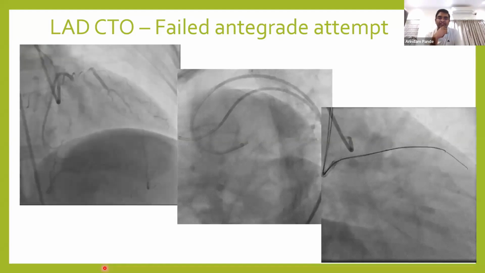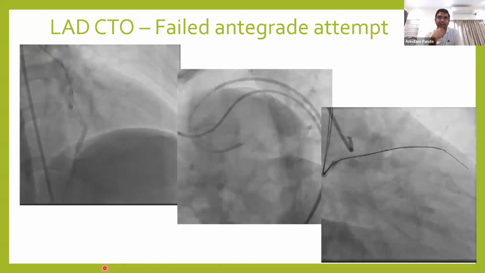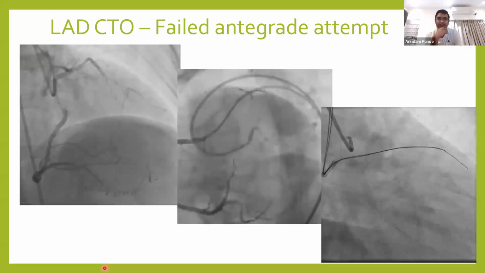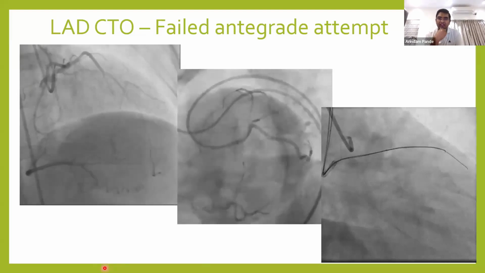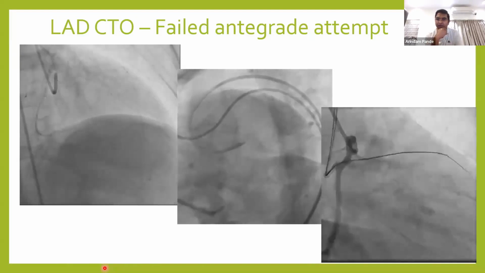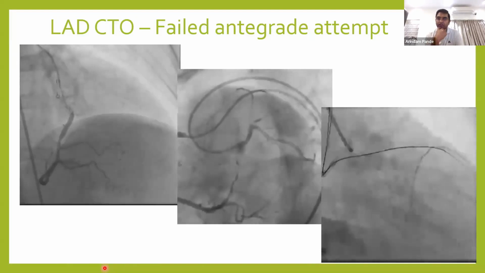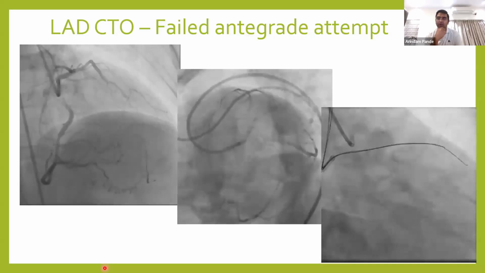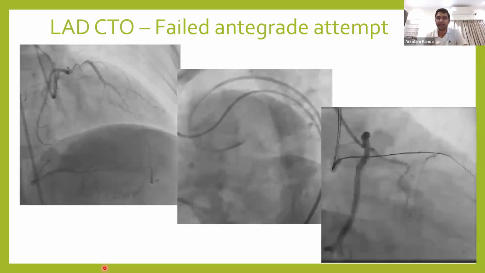This is the CD. You can see a very good collateral, but antegrade also was not a very long segment CTO. And there was some probable faint flow from the antegrade segment. So we thought probably if we do a proper job, we can open it antegradely.